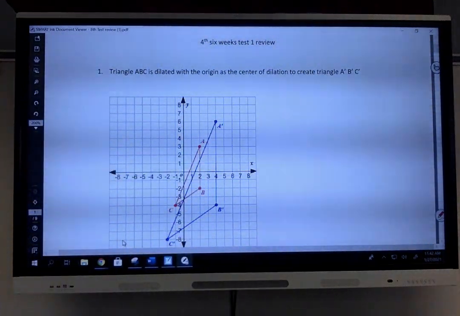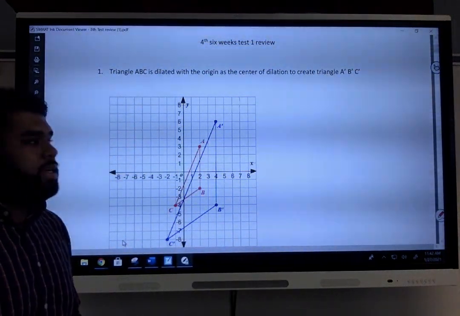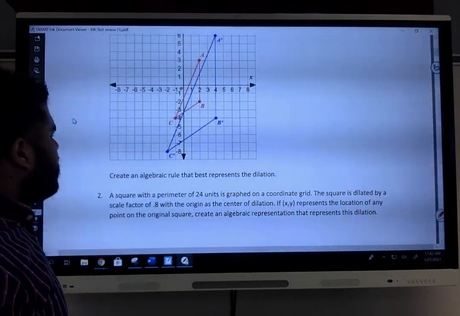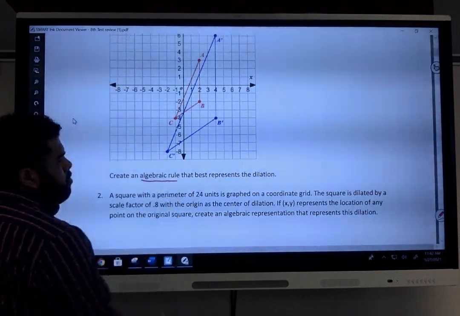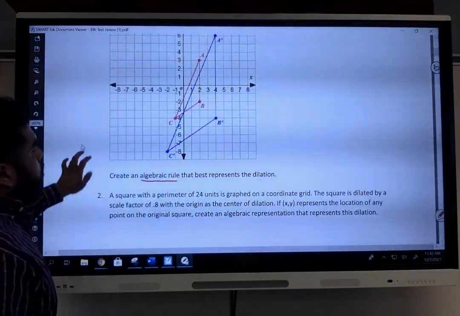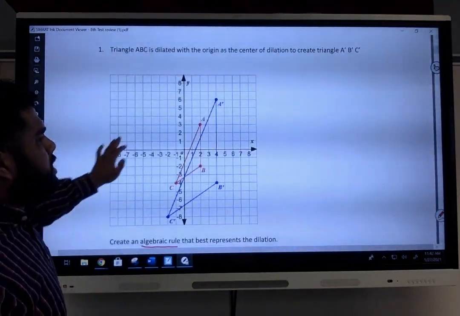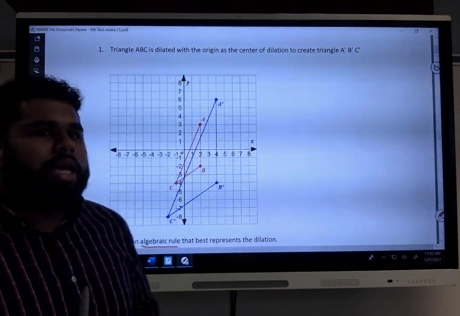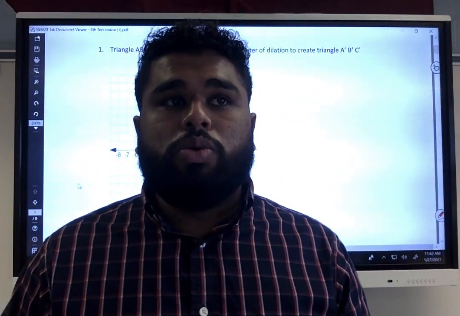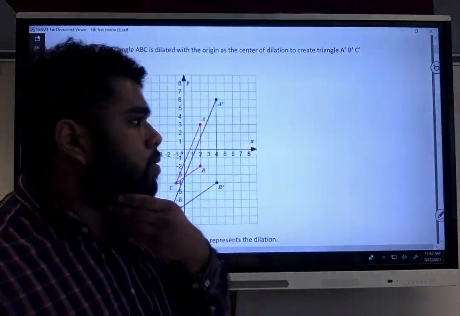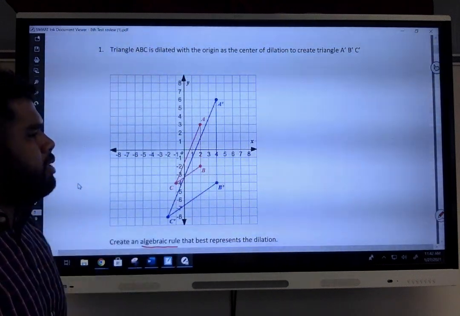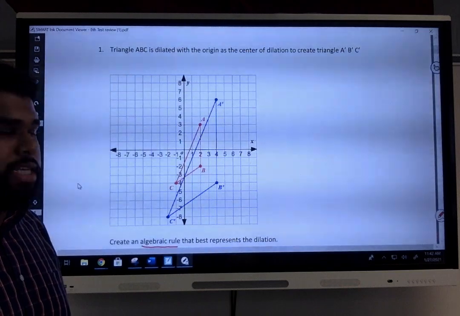Triangle ABC is dilated with the origin as the center of dilation to create triangle A prime, B prime, and C prime. Create an algebraic rule, okay? Algebraic rule pretty much means the same as an algebraic representation. So, we had to find the algebraic representation for this dilation. Now, one thing I know about the algebraic representation for a dilation is that you need to know the scale factor, okay? They don't give us a scale factor in this question, but they show us how the image was dilated, and that's all we need to find the scale factor.